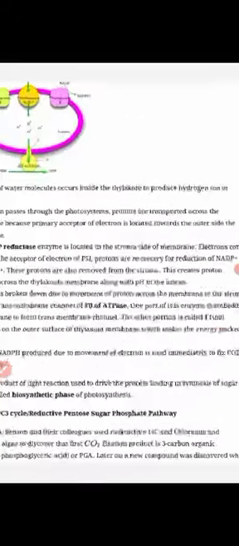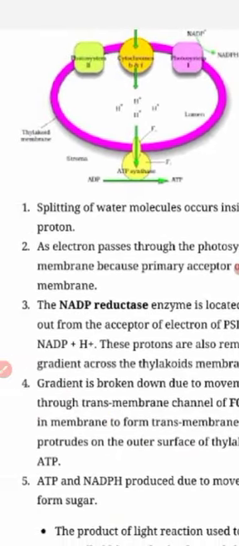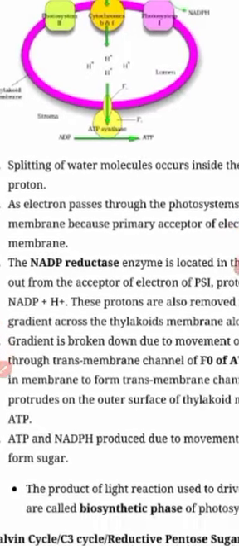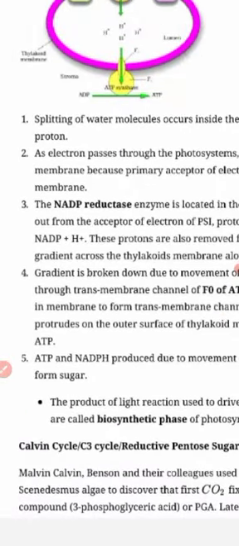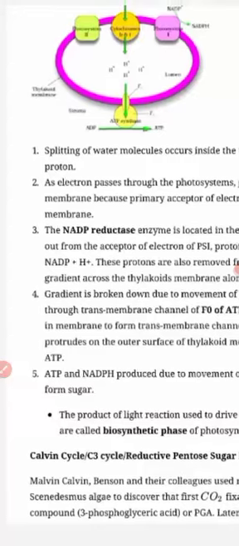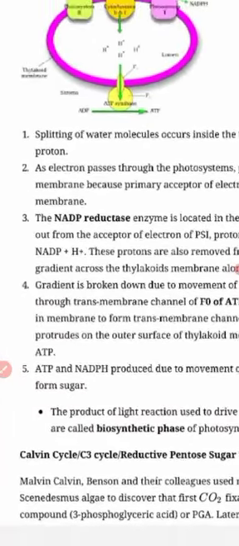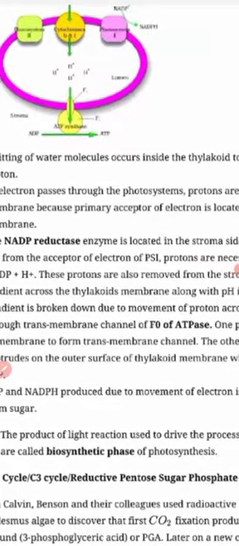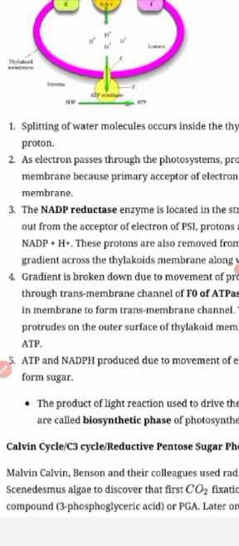Let us see what this is. This is the Calvin cycle, and the formation of NADPH and NADP. This is a very good note that you can see, and this is the biosynthetic phase.